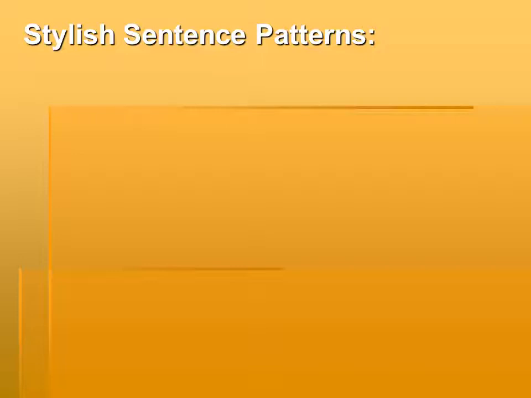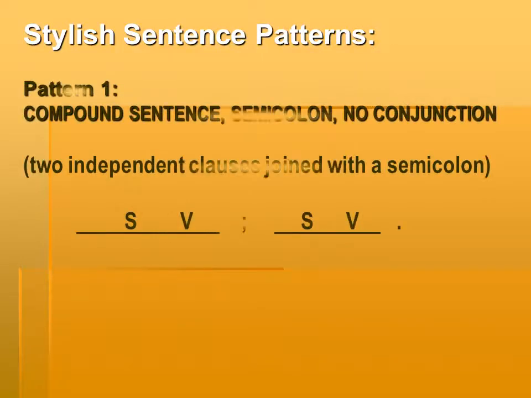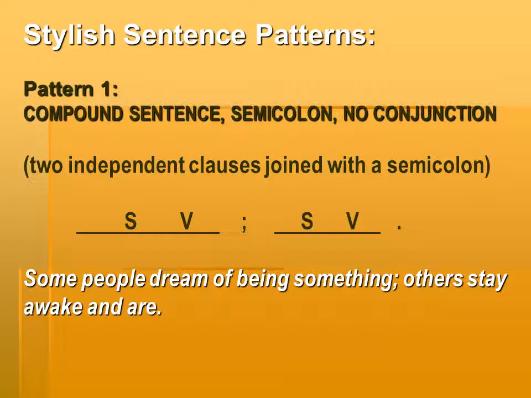Stylish sentence patterns. Here it is. This is pattern number 1. Compound sentence, semicolon, no conjunction. It's a pattern that I know all of you have done before. This is simply a baseline, so we can build off of this. For example, some people dream of being something; others stay awake and are.